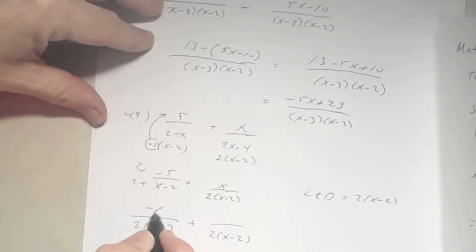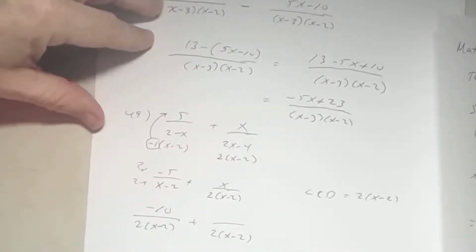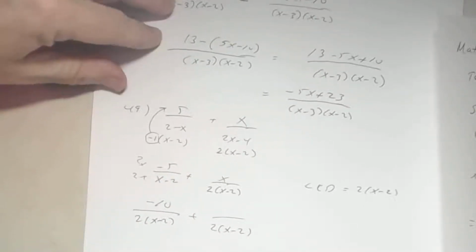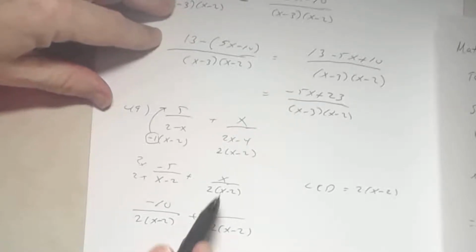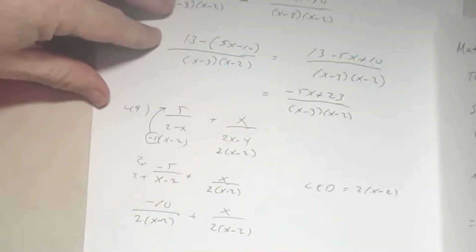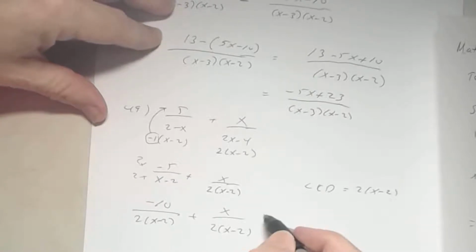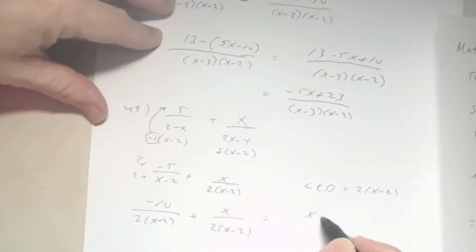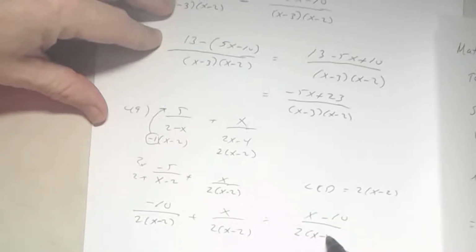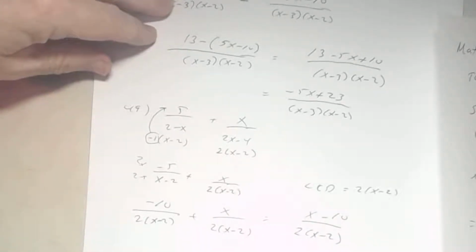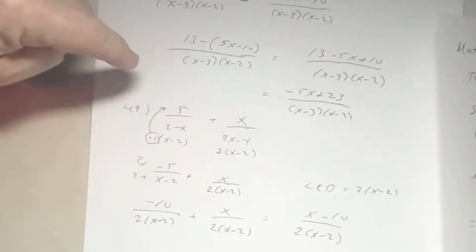Nope, 2 times a negative 5, negative 10. Okay. My bad. Over here, the denominators are the same, so the numerators have to be the same. And so you get x minus 10 divided by 2 times x minus 2. Is that correct? Yes or no? Yes. Can I go any further with this? Yeah, you can. How?